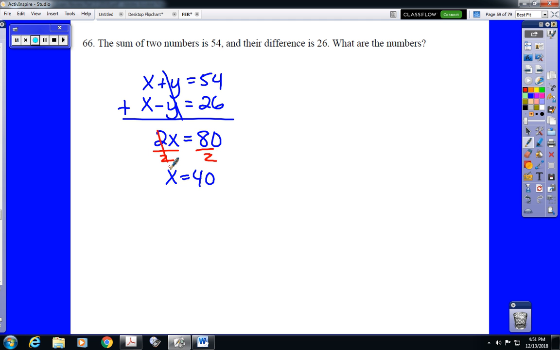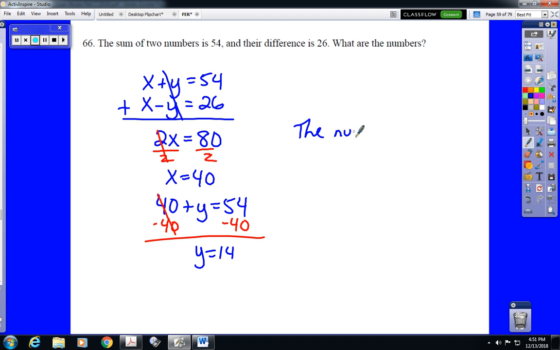Then I just need to solve for the second one, so I plug that x into the first equation. 40 plus y equals 54. Subtract 40 from each side, and we get y equals 14. So we would say the numbers are 40 and 14. I don't know why I was getting ready to write 50. 40 and 14.